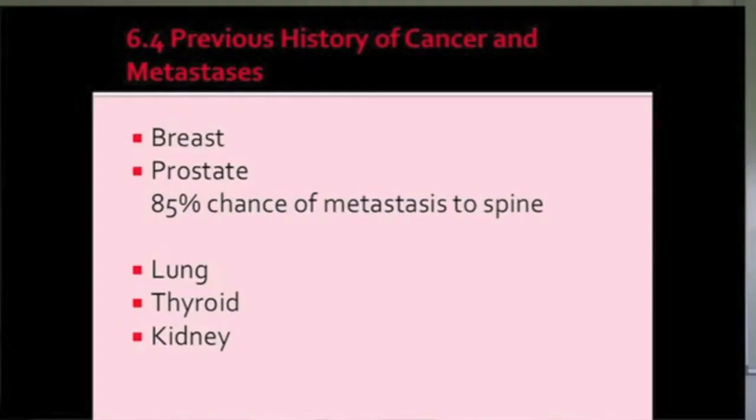So previous history of cancer and metastases. Breast, prostate, both have an 85% chance of metastases into the spine. So these are the two cancers which cause metastases in the spine most commonly. Okay. Lung cancer, thyroid and kidney are also cancers which can cause spinal problems.